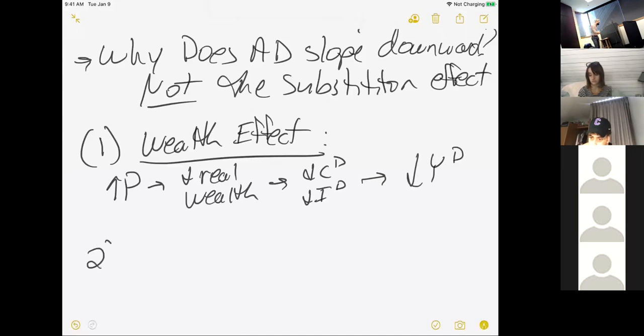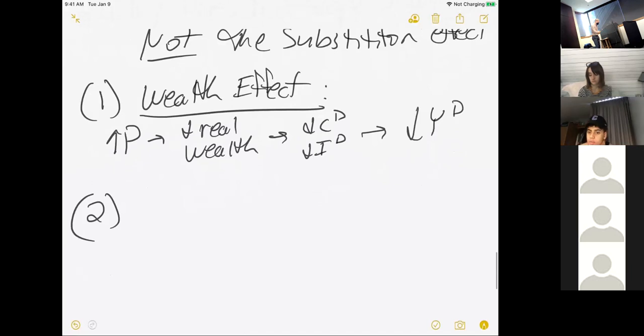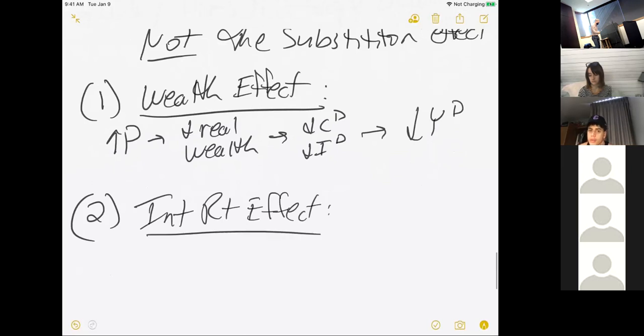Very closely related to this is what's called the interest rate effect, which is a closely related idea. It says when the price level goes up, not only does your real wealth fall, but what happens to the real value of your savings? The real value of your savings goes down.